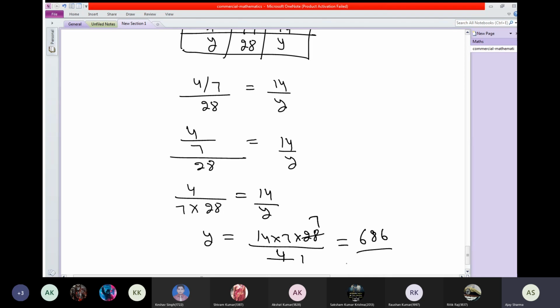Till now I have received homework from only 3 students. One is Akshit, second one is Aditya, and third one is Ritik Raj. Rest of the students, share your homework fast.